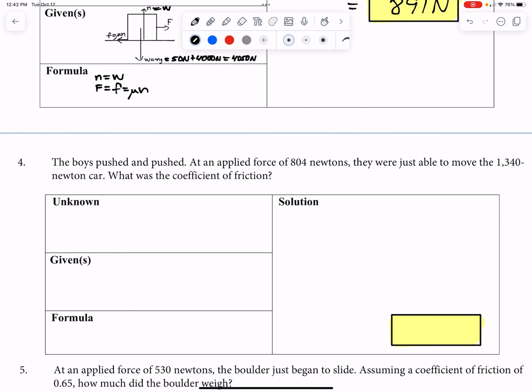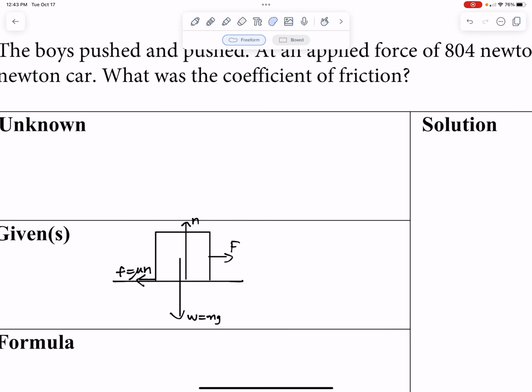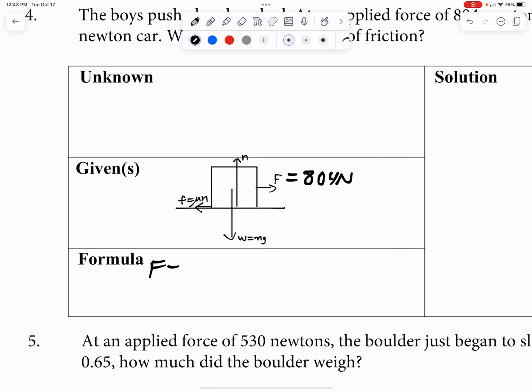Number 4. The boys pushed and pushed. At an applied force of 804 newtons, they were just able to move the 1,340 Newton car. What was the coefficient of friction? Okay, so this box right here represents your car. So they pushed with an applied force. They were given an applied force of 804 newtons, which is the same as the friction that they overcame. So the applied force is the same as friction, which is equal to mu times normal force.